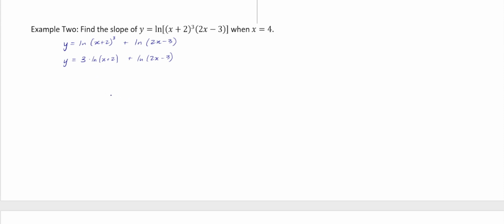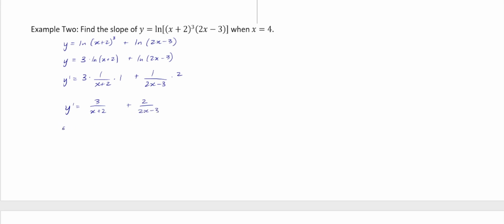And now I can go ahead and find the derivative. So when I find the derivative, I don't have to worry about this 3. This is a constant multiplier, so I'm just going to keep this in front like that. And then the derivative of the natural logarithm is just 1 over the argument. And then the derivative of the argument itself there is just 1, right? Okay. Then over here, I don't have a coefficient, so I can just go ahead and find the derivative of the natural logarithm. That's 1 over the argument. But then the derivative of the argument itself is 2. So my final answer right here is 3 over (x + 2) plus 2 over (2x - 3).